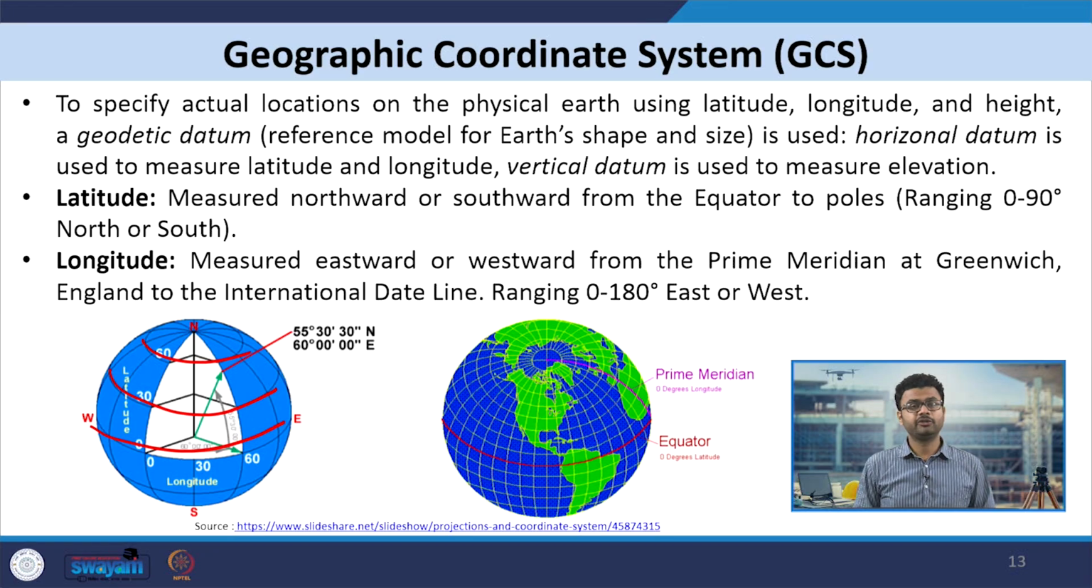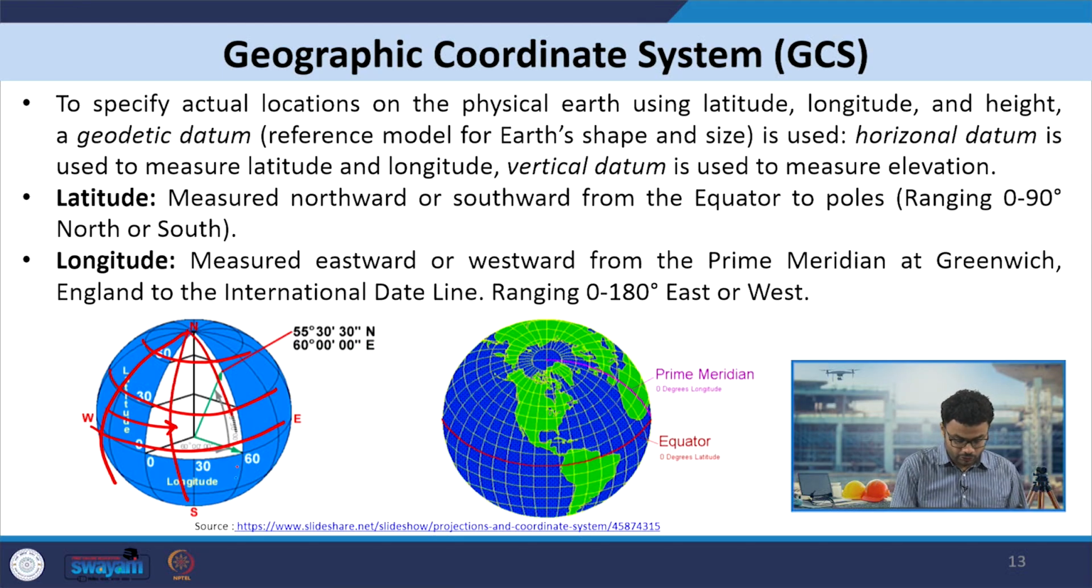And longitude is measured eastward or westward from the prime meridian at Greenwich, England, to the international date line, and they range from 0 to 180 degrees either in the east or west direction. So let's say this is the Greenwich meridian or the prime meridian, and from here in this direction, the east direction, we will have lines of longitude. So these are the lines of longitude, and they range from 0 to 180 degrees in the east or west direction.